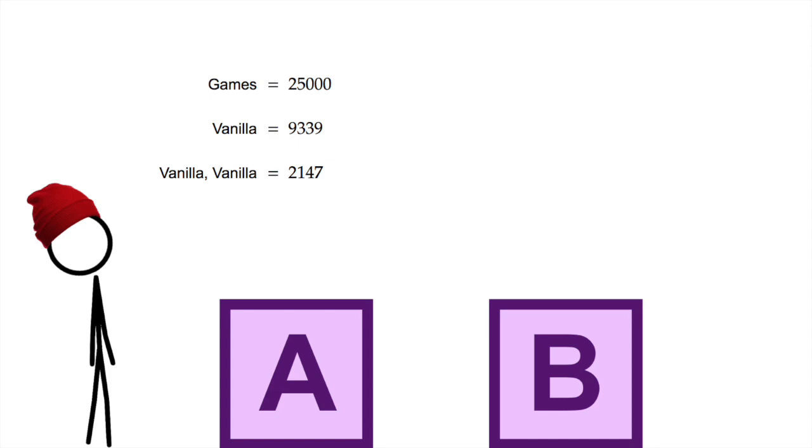25,000 games. Out of those 25,000 games, there were 9,339 when we chose the first vanilla cupcake. And out of those 9,339 games, 2,147 when the second one was vanilla as well. Okay, now let's see which of those games were when box A was chosen, and which ones were when box B was chosen. So for the 25,000 games, 12,417 of them we chose box A, and 12,583 when we chose box B.